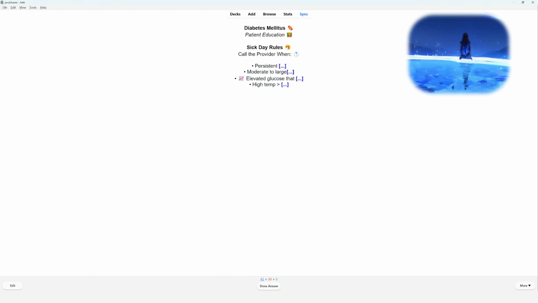When are they going to call the provider when they're sick? Persistent nausea and vomiting, moderate to large ketones, elevated glucose that doesn't resolve with treatment, and high temperature of 100.4 or higher.